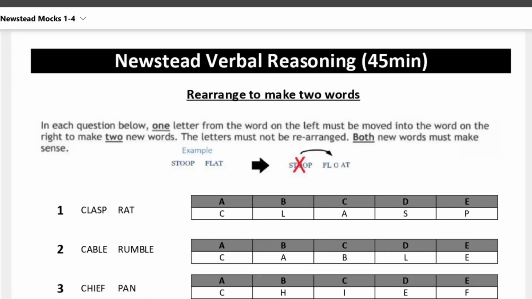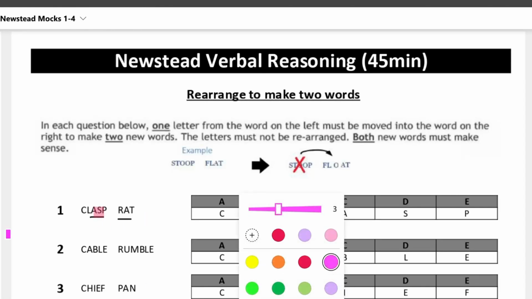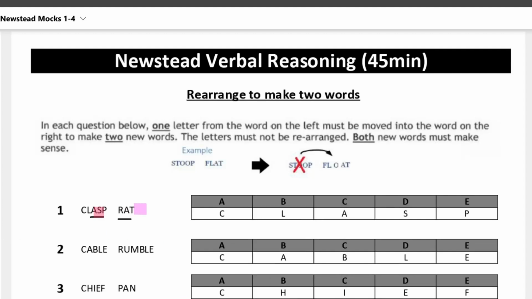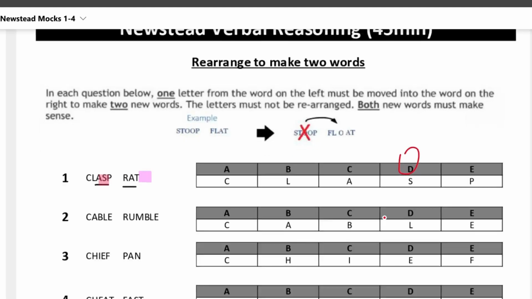We're starting off with Newstead verbal reasoning, which is rearranging to make two words. We have to take one word from the left and make it go over here to the right. So which words are we taking out? We can take S out to be, let's get the highlighter. Take S out, change the color, to make rats. We put it over there and we get solution D.